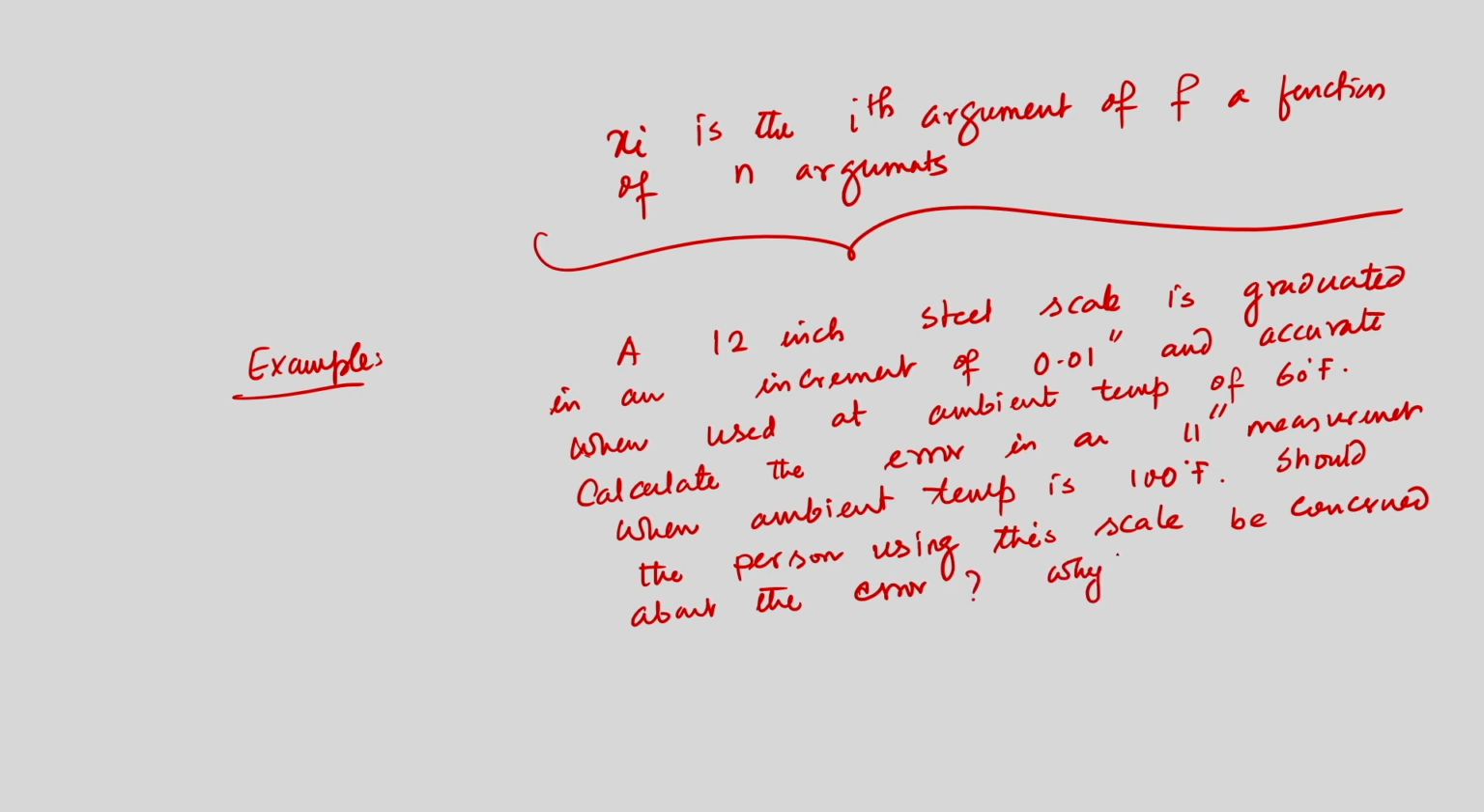And why? So, this is the example. We have to calculate that a 12-inch steel scale, that is a metal scale, is graduated in an increment of 0.01 inch and accurate when used at an ambient temperature of 60 degree Fahrenheit. We need to calculate the error that we will definitely get in an 11-inch measurement when the ambient temperature is 100 degree Fahrenheit.